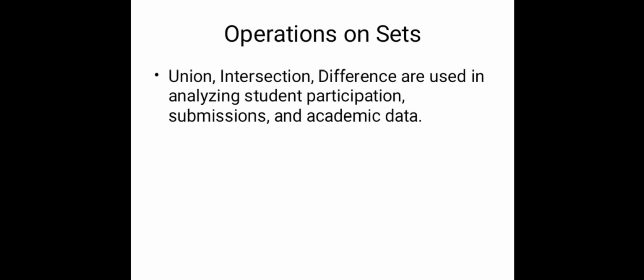Operations in sets: union, intersection, and so on. When we combine or compare sets, we perform what we call set operations. The union of two sets includes all students from both sets. The intersection includes only the students who are in both groups. The difference tells us who belongs to one set but not the other. These operations are used in analyzing school data, like identifying students who join more than one competition or finding who still needs to submit requirements.